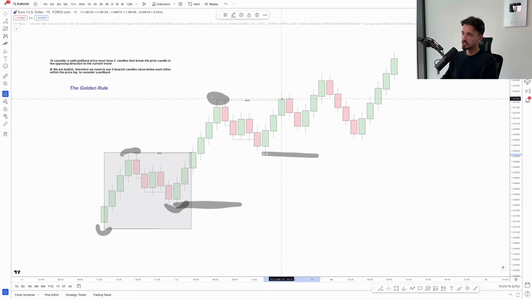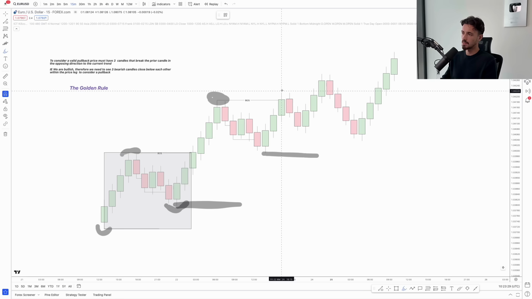Now we are expecting at some point price is going to pull back. We don't know when until we've had the confirmation. So we need to see three bearish candles that break and close below each other inside the price leg for it to be considered a new structure range, right?